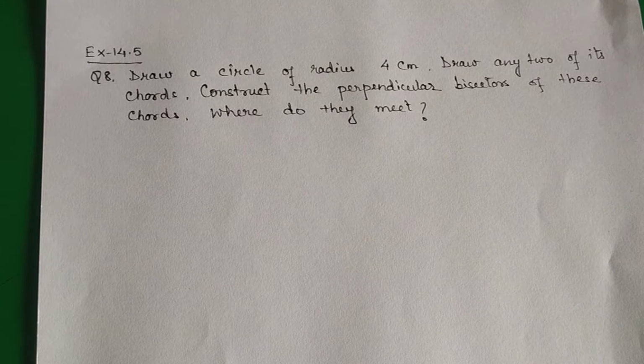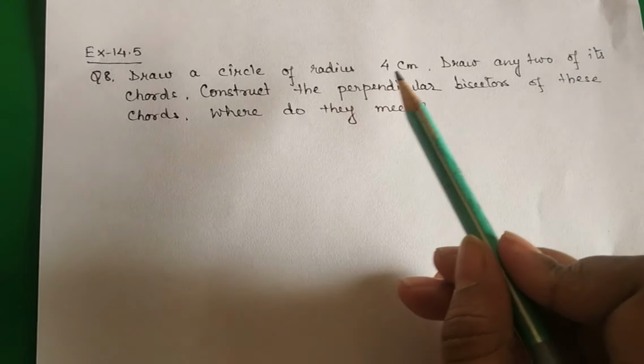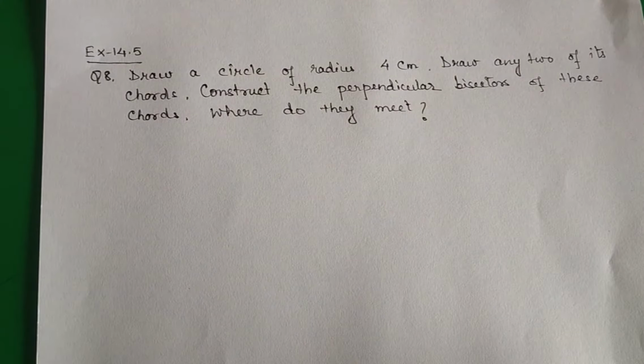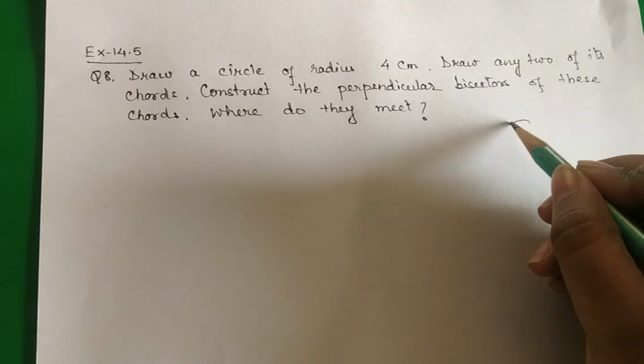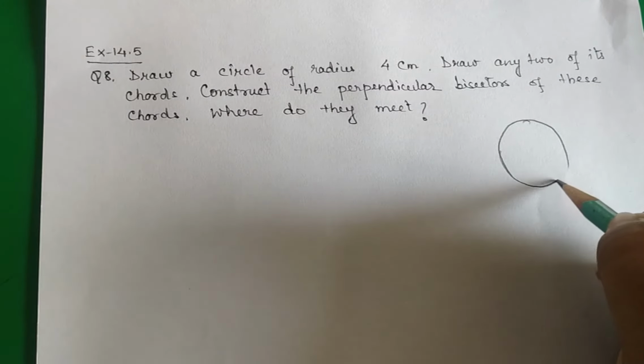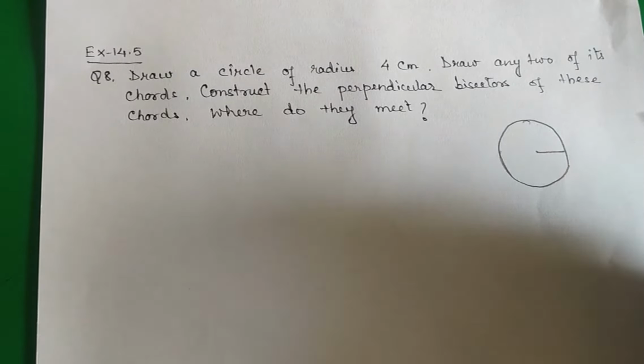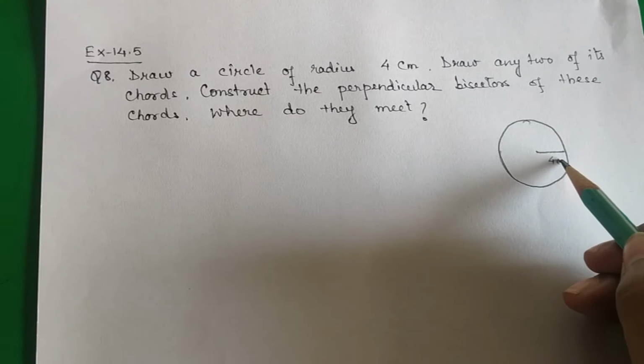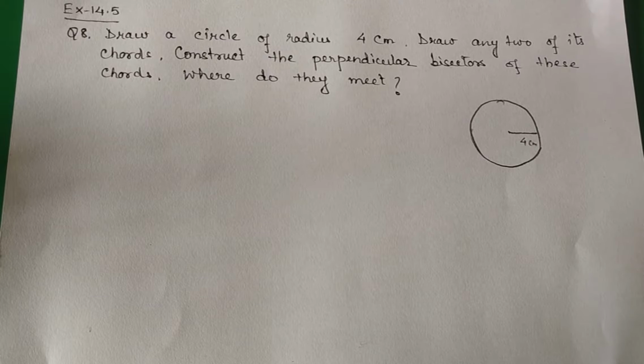Now in this question we have: draw a circle of radius 4 cm. Draw any two of its chords. Suppose this is the circle of radius 4 cm. Suppose this is 4 cm. Now draw any two of its chords.